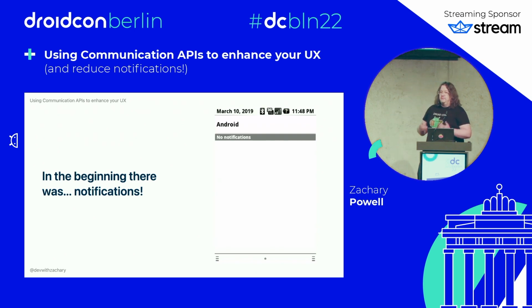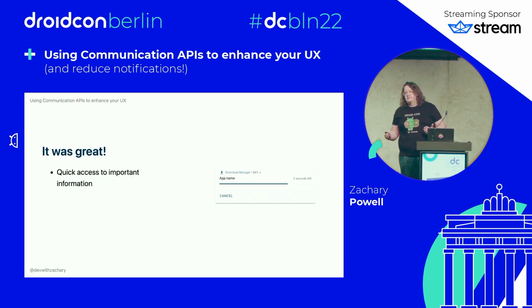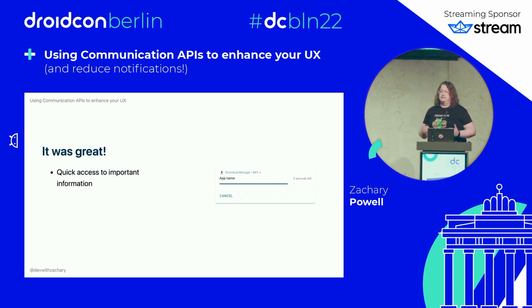And from the very start, we had notifications. And they were great. It was a really great way for us to quickly get important information in front of the users of our apps. And users really enjoyed it because it meant no matter what app they were currently in, no matter what they were doing with their phone, they had access to important information. They had access to email notifications. They had access to the latest text message that they'd received.